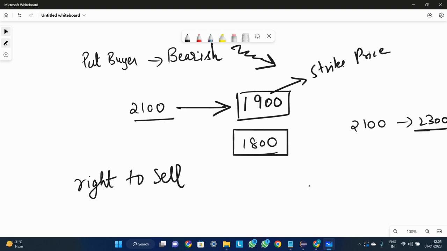Will he actually sell his whole stocks or assets at 2100 when the market is at 2300? No, he would not. So what he will do is basically leave his premium. He pays a premium. So in this case, the loss is the total premium paid.